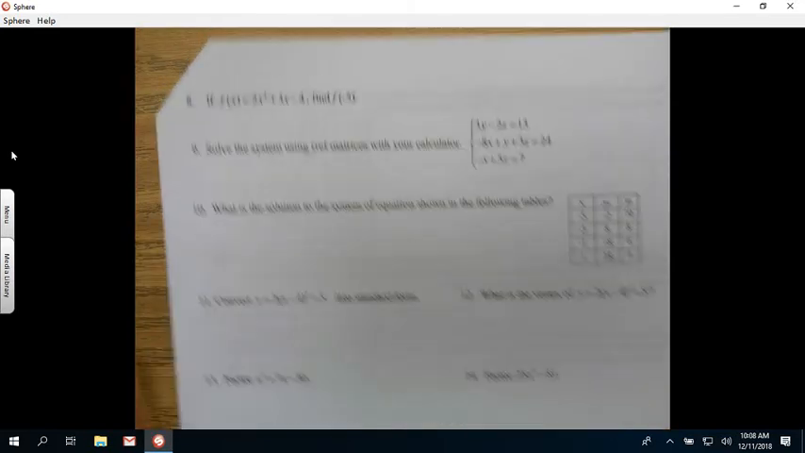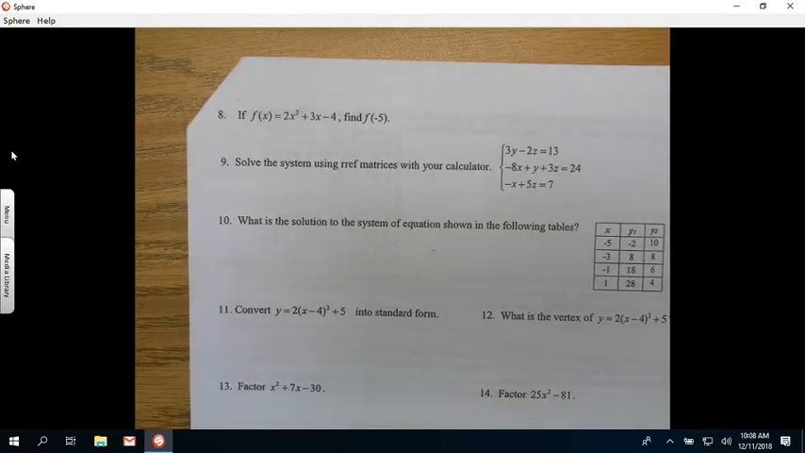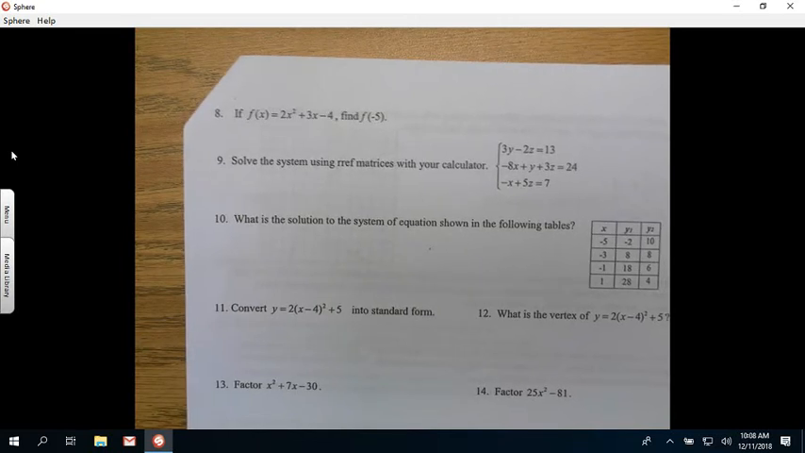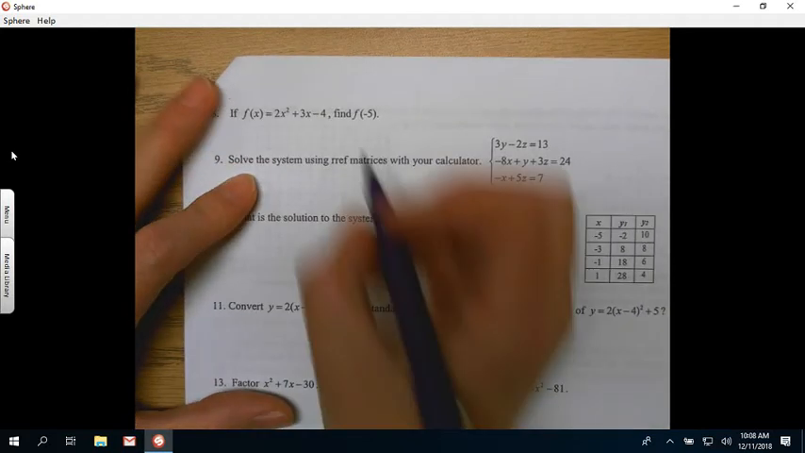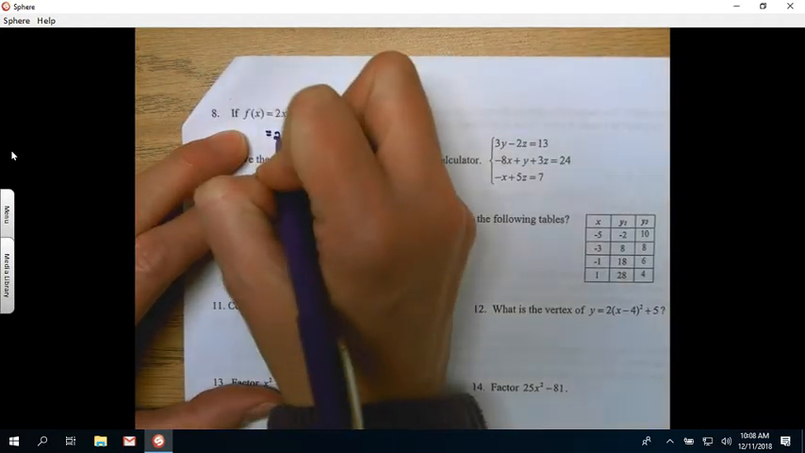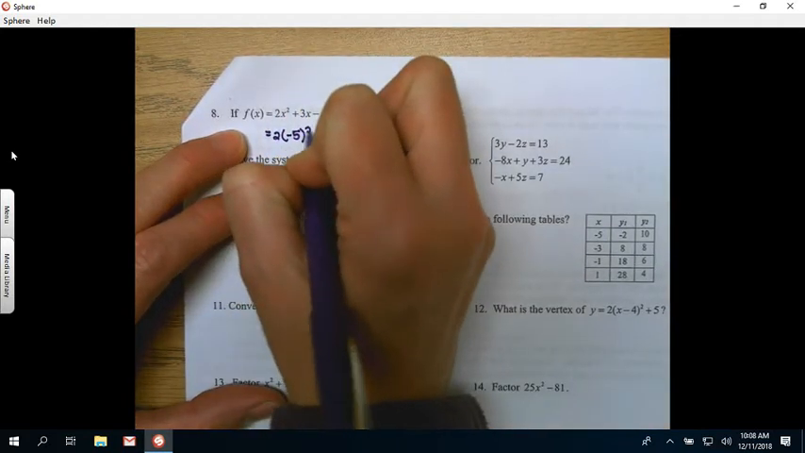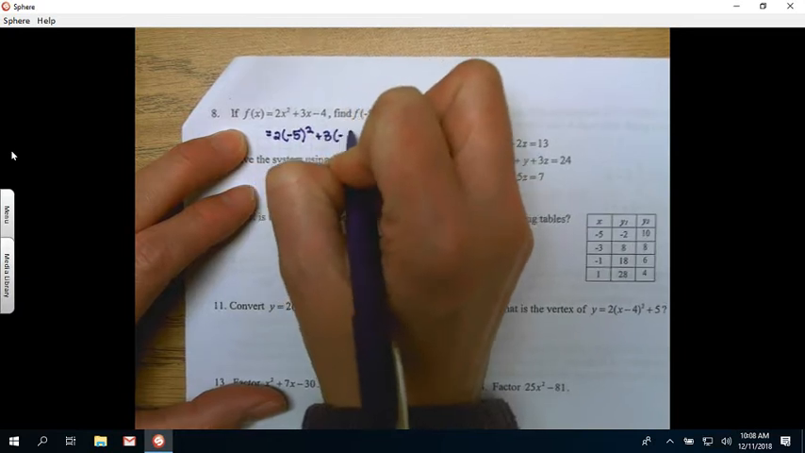On number 8, we have the function f(x) = 2x² + 3x − 4, and we want to find f(−5). When we say f of anything, we are saying whatever is inside that parentheses, we want to replace our x's in our equation with that value. So this is telling me replace x with a negative 5.